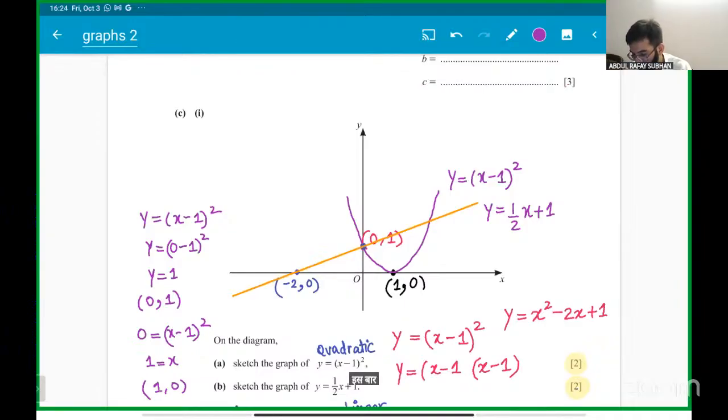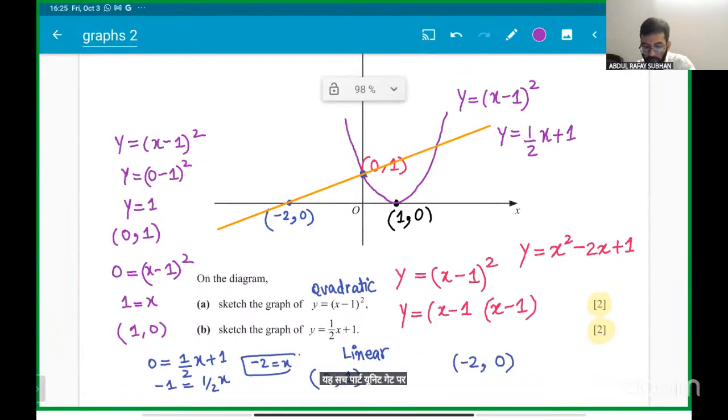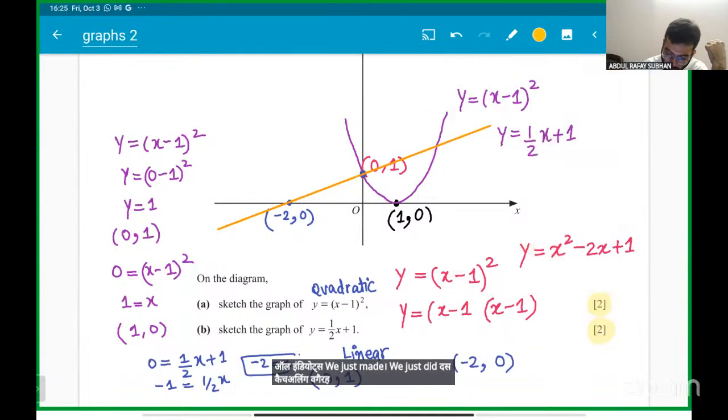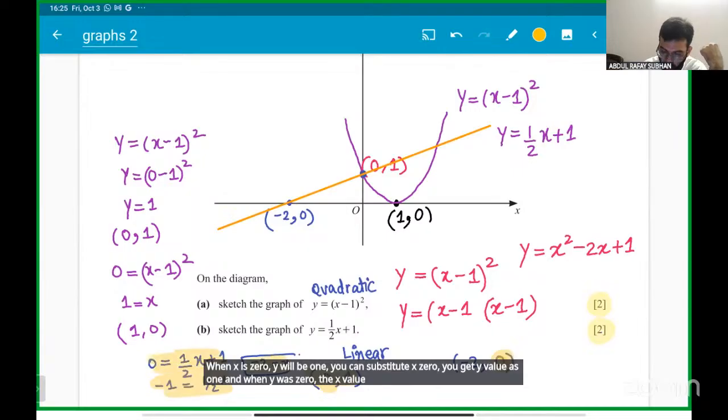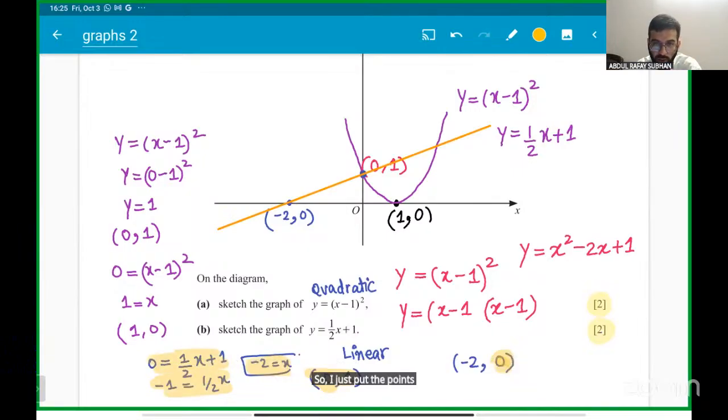Got it, clear, understood, following. Any questions, any issues? Which part didn't you get? We just did the sketching. We have to make the linear line y equals half x plus 1 on the diagram. When x is 0, y will be 1. You can substitute x as 0 and get y as 1. And when y was 0, the x value came out as minus 2. So I just put the points and sketched the yellow line.